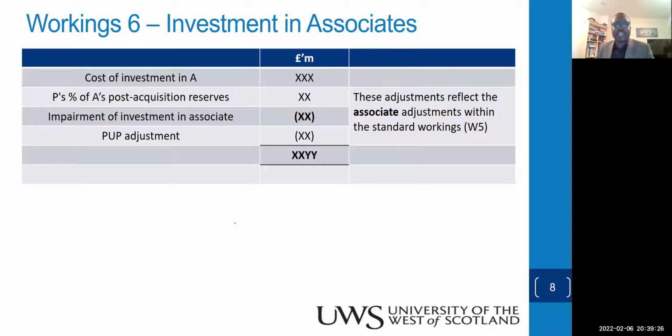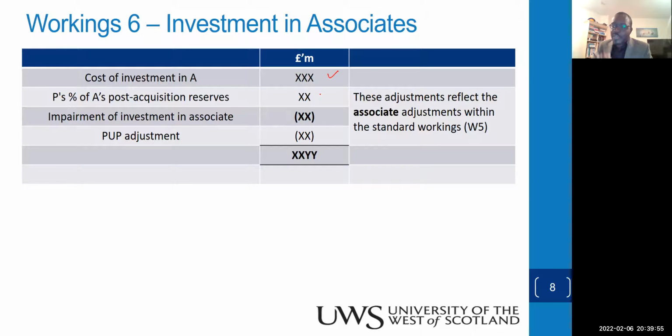Let's take the next one, the main one that we are concerned with in terms of investment in the associate. So what is the cost of investment in the associate? That's the first thing we need to find out. The next thing is that we need to add the parent's portion of the post-acquisition reserves which we have acquired from investing in this associate. Add it. If there is any impairment in the investment in these associates, subtract it.